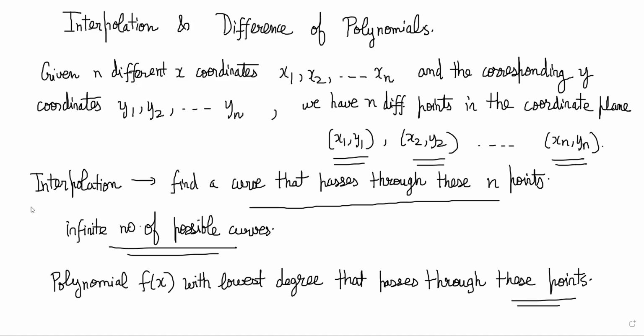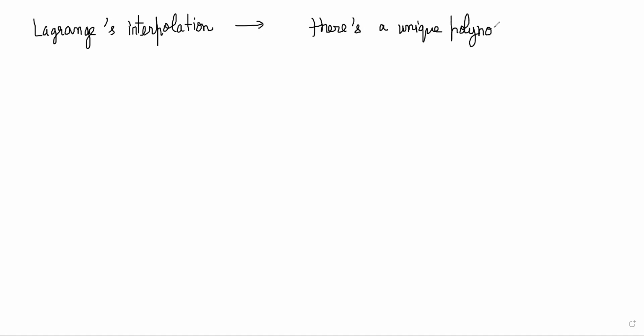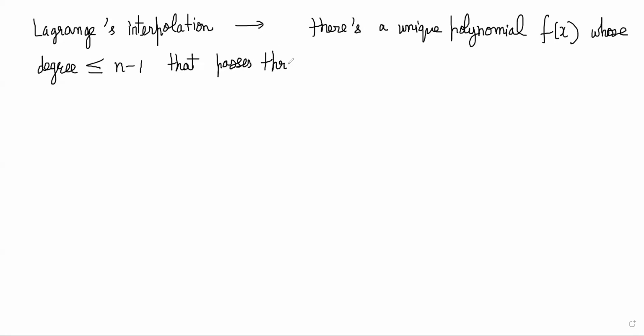So Lagrange figured out a formula which can help us calculate this. So Lagrange's interpolation formula basically says that there is a unique polynomial f of x, whose degree is less than or equal to n minus 1, that passes through these endpoints. And what is this polynomial? The way we find the f of x is this way.